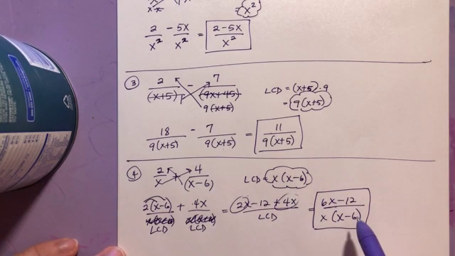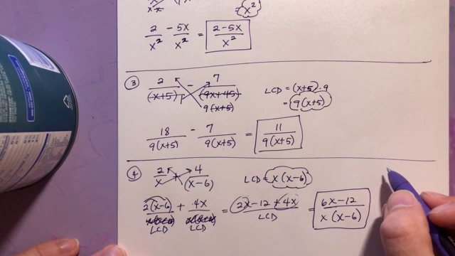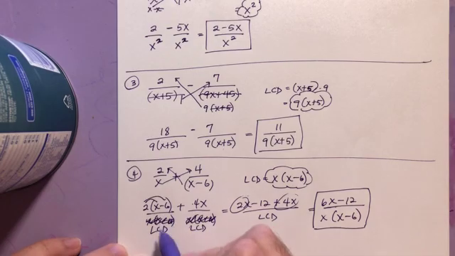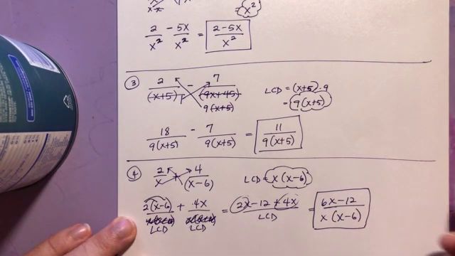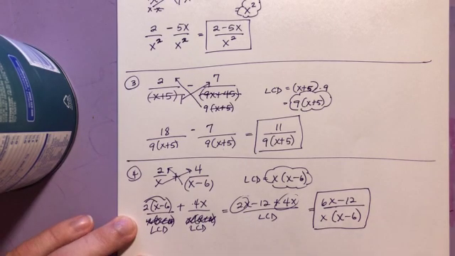And I don't know if I have those listed off in the notes. I should. It's like step 1, find the LCD. Step 2, cross multiply. Step 3, distribute and combine. And then simplify.